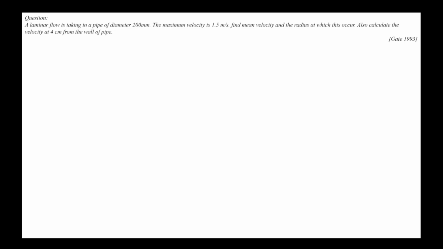This is from fluid mechanics. Topic is viscous flow. A laminar flow is taking place in a pipe of diameter 200 mm. Maximum velocity is 1.5 meter per second. Maximum velocity is sometimes called center line velocity. Find mean velocity and the radius at which this occurs. So we have to find the U average and the radius at which it will occur.